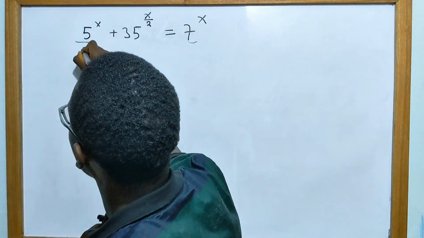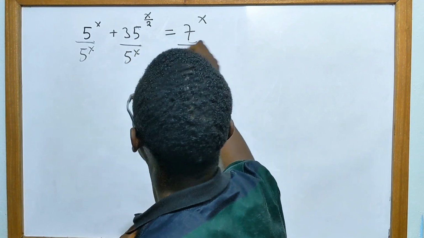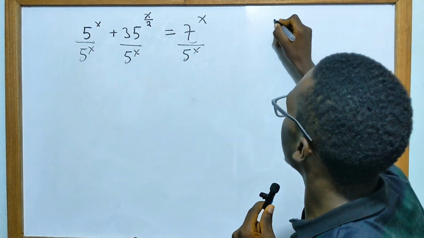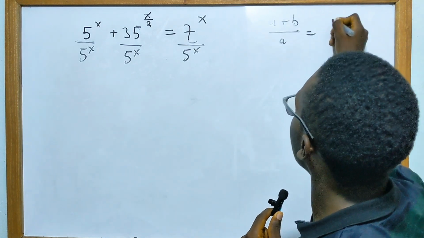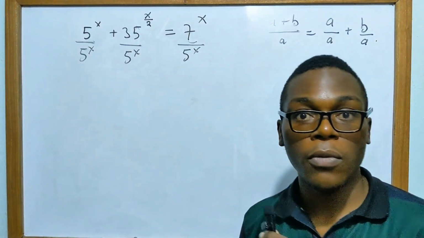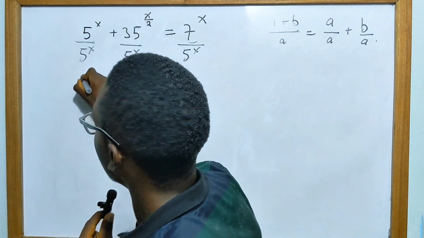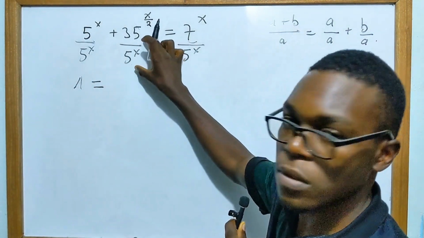Okay, I'll have all over what? 5 to the power x all over here, 5 to the power x all over 5 to the power x. This principle is what? As we know that (a plus b) all over a is equal to a all over a plus b all over a. That's typically how it looks like at this point. Hence you're going to have this all over this, you have a 1, equals this all over this. Try to simplify this one.